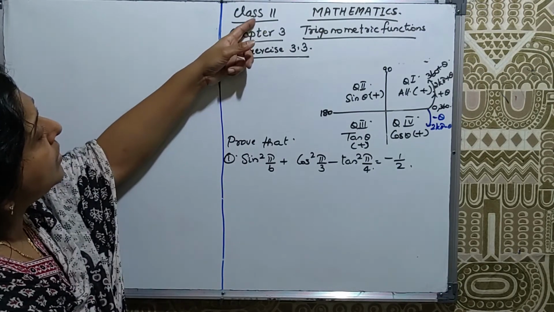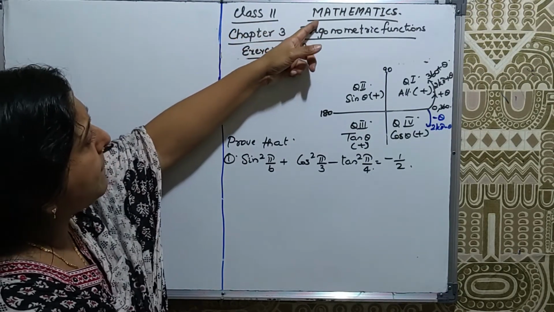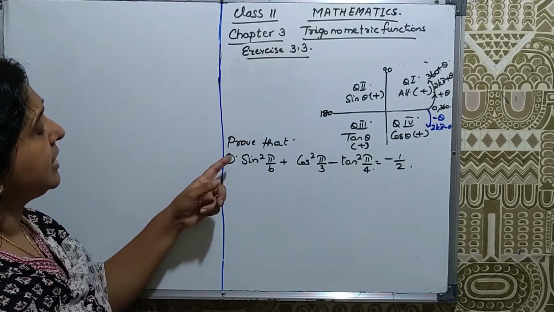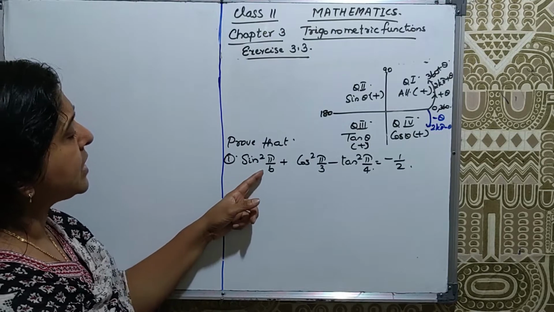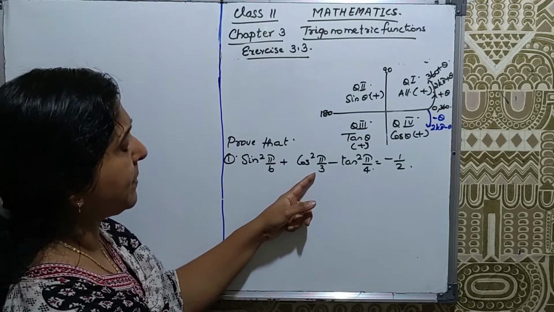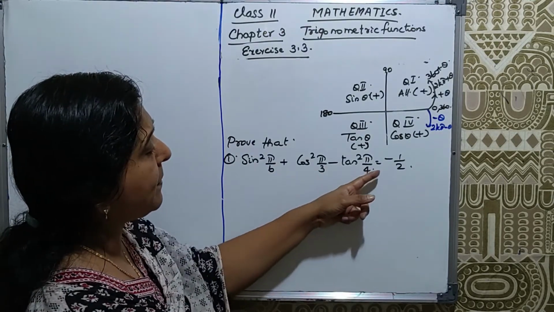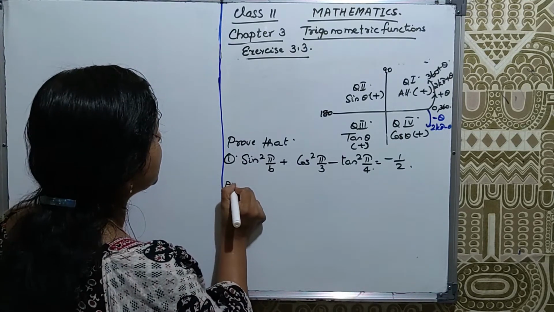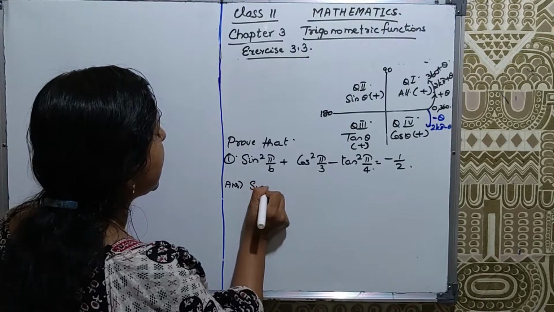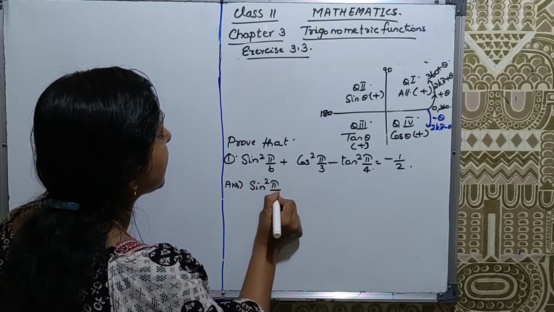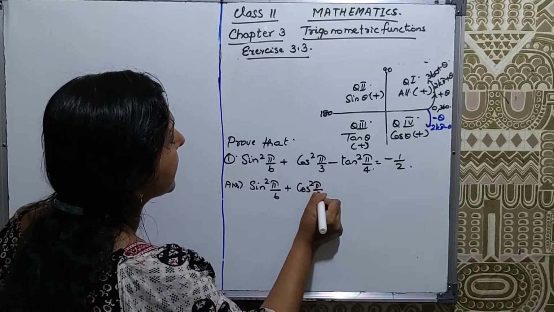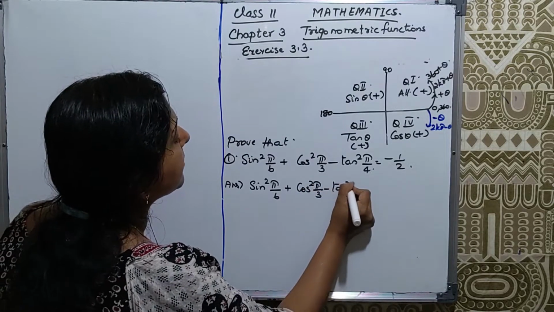Hello children, we'll do class 11 mathematics chapter 3 trigonometric functions exercise 3.3. In that one, prove that sin squared pi by 6 plus cos squared pi by 3 minus tan squared pi by 4 equals minus 1 by 2. We'll take the LHS part of the question: sin squared pi by 6 plus cos squared pi by 3 minus tan squared pi by 4.